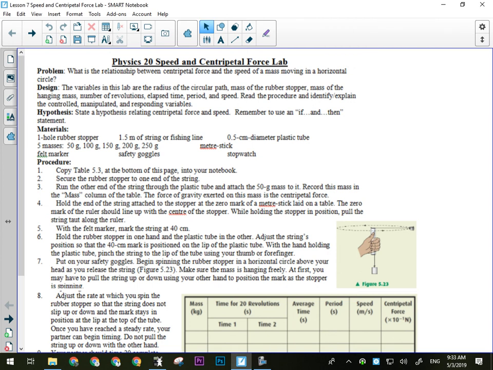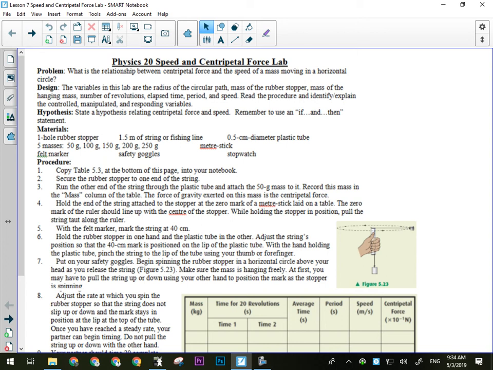So the good news about this lab is the procedure is very, very similar to the one we did with speed and radius, right? All that's going to change is instead of changing the radius, we're now going to change the centripetal force. And we're going to change that by changing the hanging mass at the bottom, all right? On the last lab, that mass was always 100 grams or 0.1 kilograms, and now we're going to alter it to be different masses so that gravity pulls on it and puts more tension in the string, okay? So that's what we'll be changing.